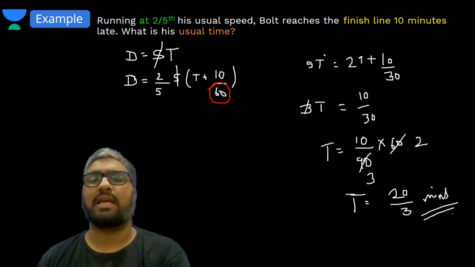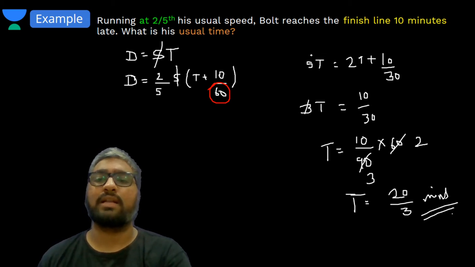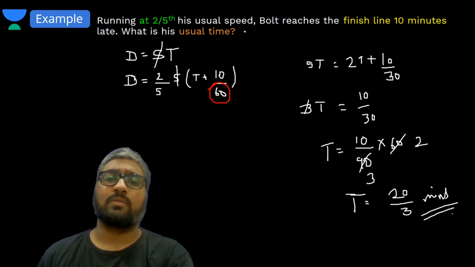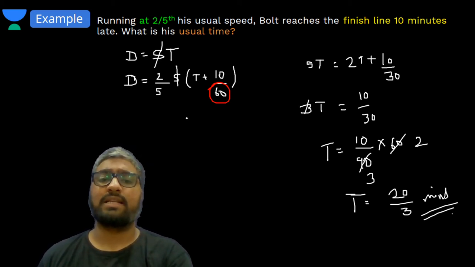You know for a fact that the speed and the time are unknown, so you can again go ahead and assume that. Now, the other thing that you can use here is this: 2/5 of his usual speed. Do you understand? 2/5 of his usual speed, which means the speed decreases by 3/5. Do you agree? There's a decrease in speed by 3/5.